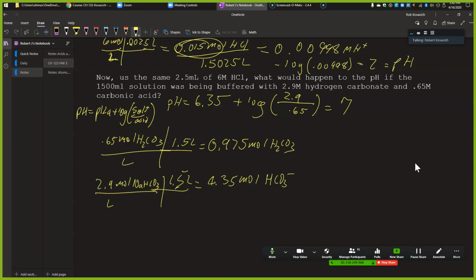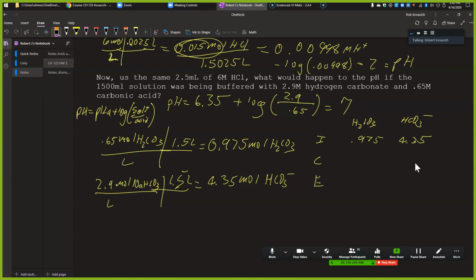All right, so then we need to do an ice table. So initial, change, equilibrium, H2CO3 here, and HCO3 negative here. So this number of moles is 0.975, and this number of moles is 4.35.